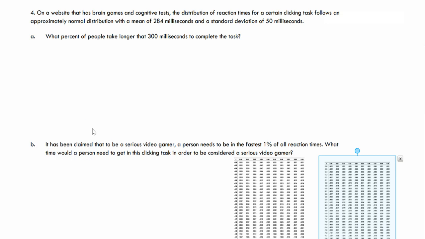Okay, and one more final example on how to use normal distributions and z-scores to help you find percentages, of different applications. So here we go. On a website that has brain games and cognitive tests, the distribution of reaction times for a certain clicking task is approximately normal, with a mean of 284 milliseconds and a standard deviation of 50 milliseconds. What percent of the people take longer than 300 milliseconds to complete the task?